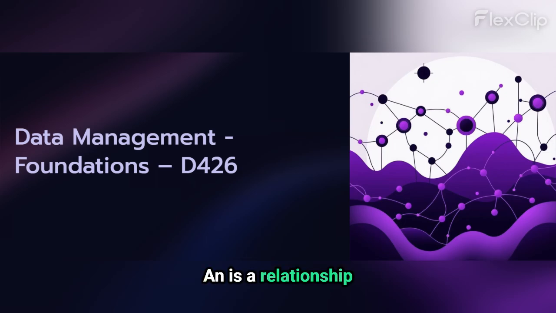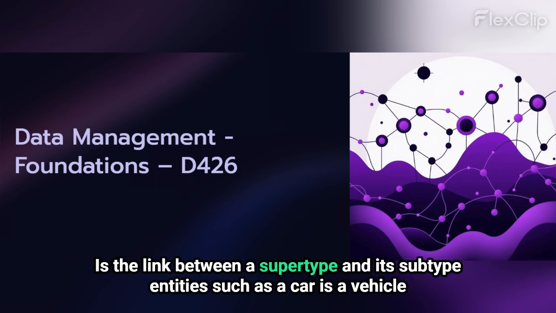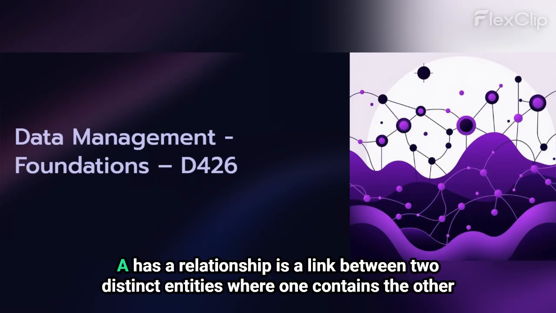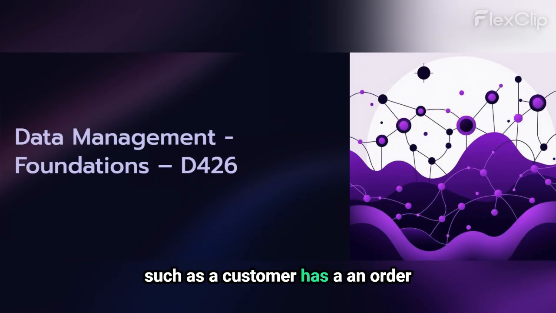What is an is-a relationship? An is-a relationship is the link between a supertype and its subtype entities, such as a car is-a vehicle. What is a has-a relationship? A has-a relationship is a link between two distinct entities where one contains the other, such as a customer has-a order.